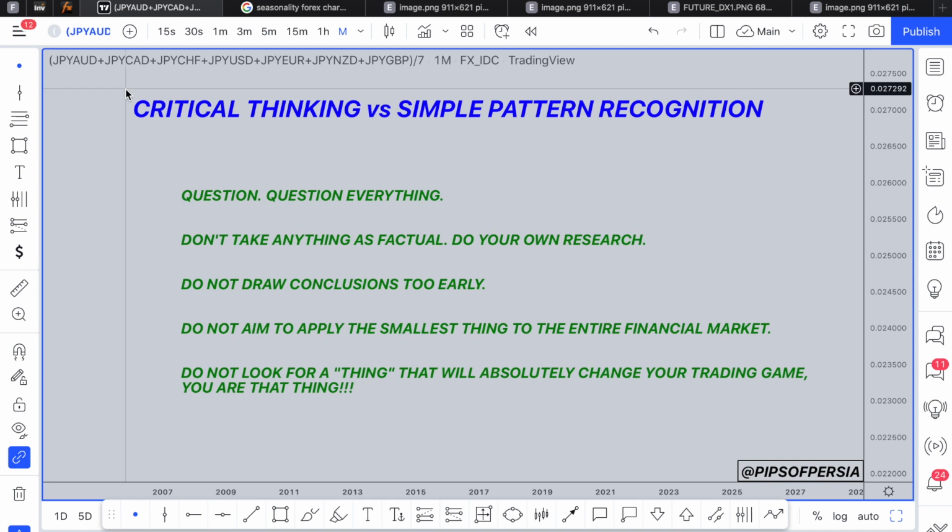Is this genuinely something that will help your trading, or yet again, another useless piece of information designed to confuse you more and distract you? I'm not going to answer that question for you, the same way I haven't said anything good or bad about seasonality charts. But I encourage you to genuinely start questioning things for yourself.